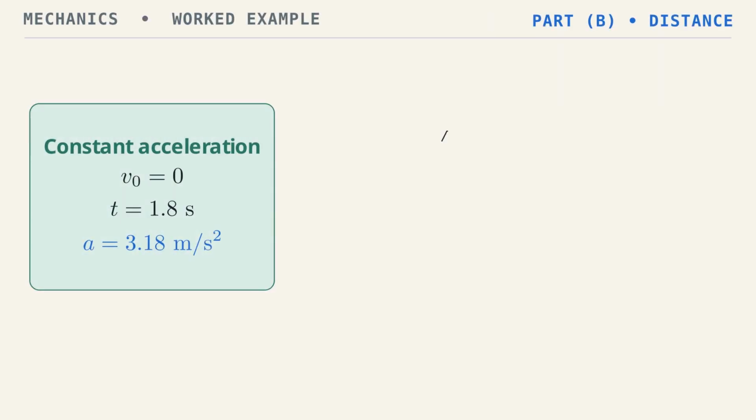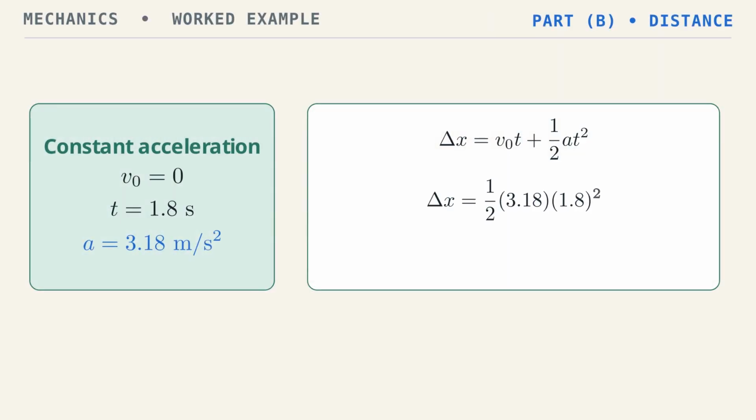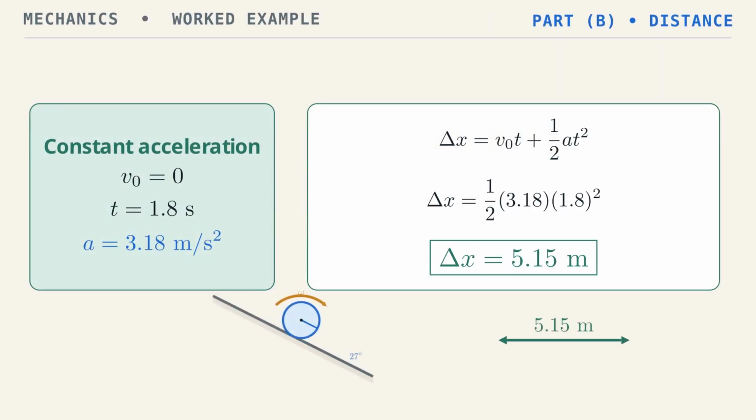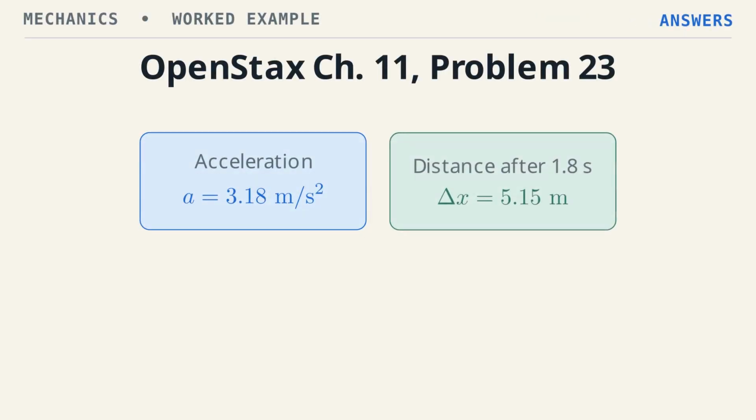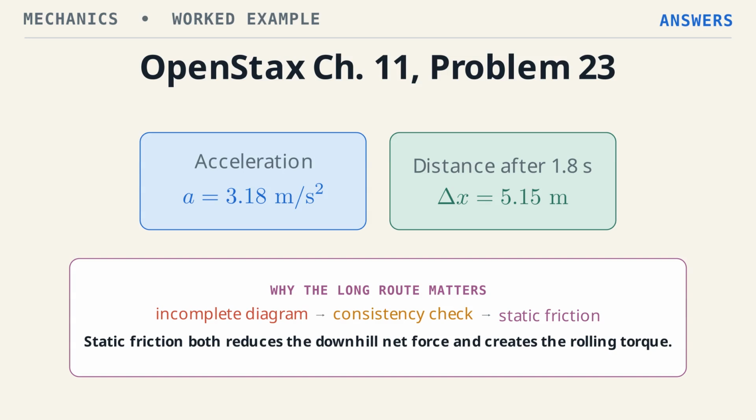For part B, use constant acceleration kinematics. The displacement is initial velocity times time plus 1/2 a t squared. Since the marble starts from rest, the first term is 0. Substituting 3.18 meters per second squared and 1.8 seconds gives a distance of 5.15 meters. The marble accelerates down the incline at 3.18 meters per second squared and travels 5.15 meters in 1.8 seconds.